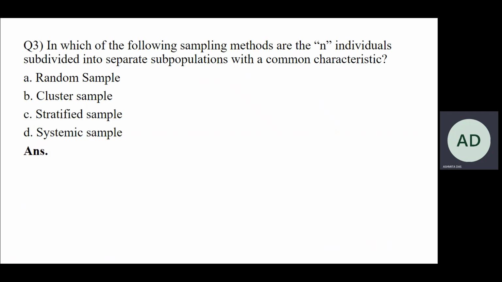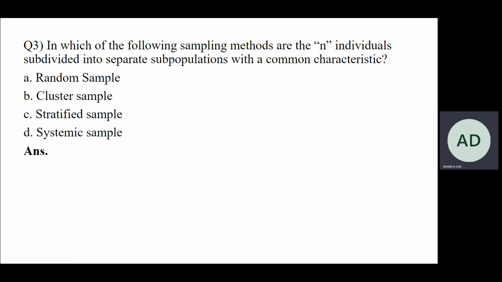Which of the following sampling methods is one in which n individuals are subdivided into different separate subpopulations with common characteristics? There are four options. The first one is random sample, cluster sample, stratified sample, systemic sample. So what is sampling? Sampling is basically done to get an idea about a population by considering a small group of individuals.